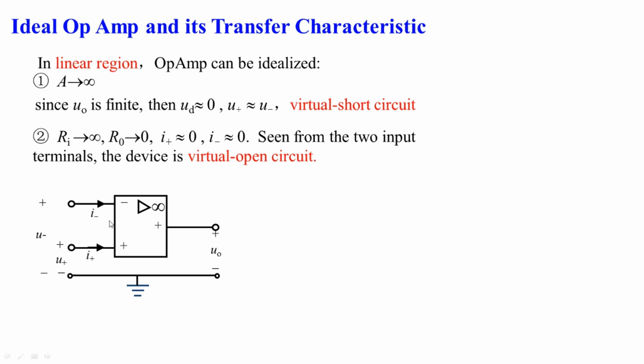Secondly, since the ideal op-amp's input resistance is infinite and the output resistance is zero, the current through the non-inverting input and the inverting input terminals should be zero. In other words, seen from the non-inverting input or the inverting input terminal, the op-amp looks like an open circuit. It's called the virtual open circuit.